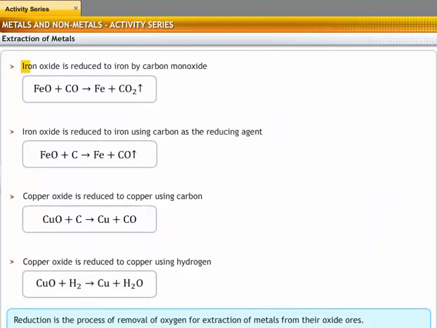For example, iron oxide is reduced to iron by carbon monoxide. Iron oxide is reduced to iron using carbon as the reducing agent. Similarly, copper oxide is reduced to copper using carbon. Copper oxide is reduced to copper using hydrogen.